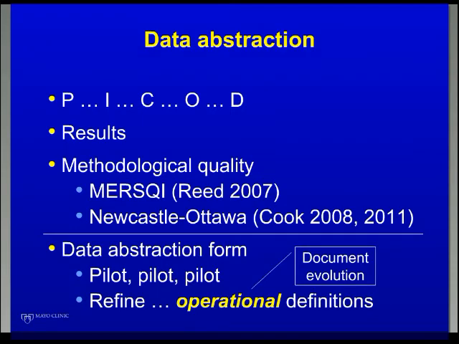As you go through the review process, even if you have a fixed data abstraction form, you're going to come up with places where you're not sure how to code something. And every time you do that, you're going to make a decision as a team, and you're going to then need to write that down and document it so that these operational definitions, these definitions that are developed in real time, are captured so that later on, when you write this up, you can correctly represent all of those decisions.